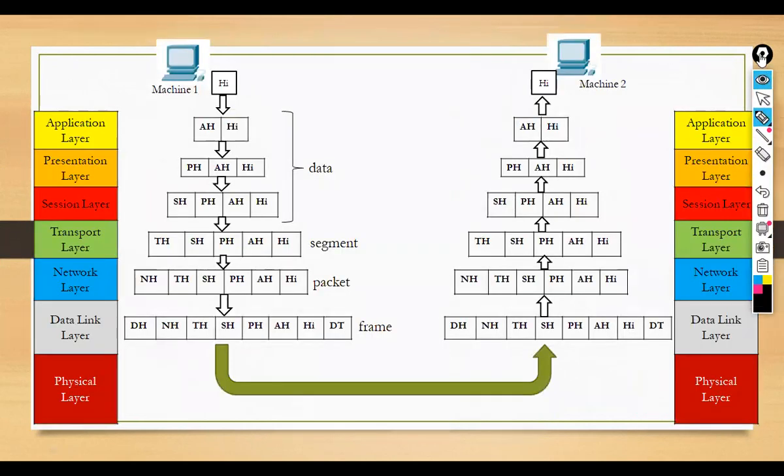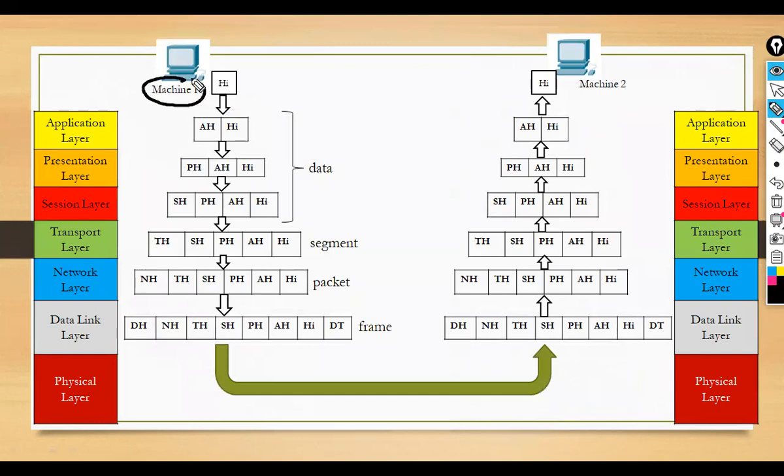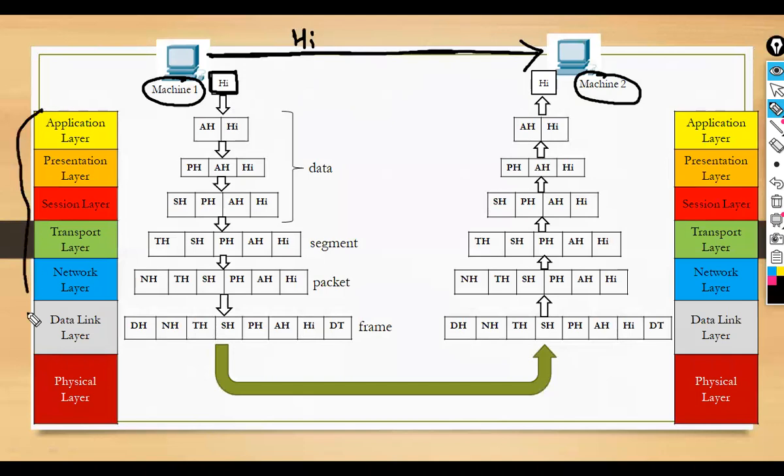Now, let me discuss this figure. Suppose you got two machines, machine 1 and machine 2. This machine 1 wants to send something to machine 2. Suppose he wants to send a hi message. So this hi message is now passed through each and every layer, starting from the application layer.